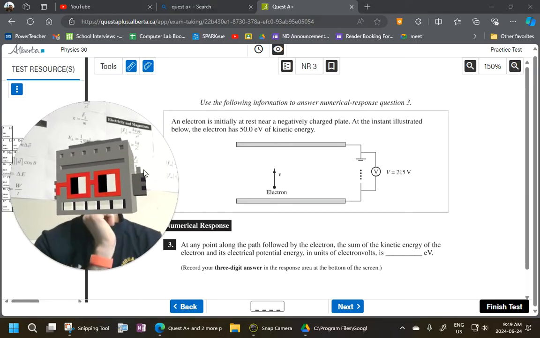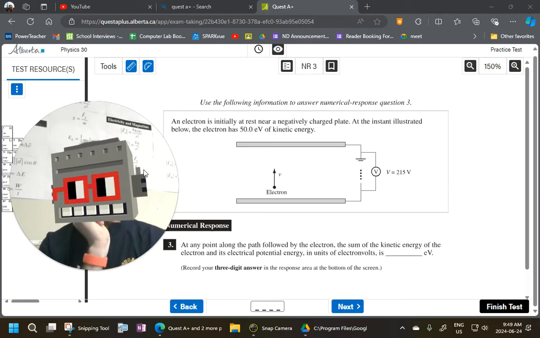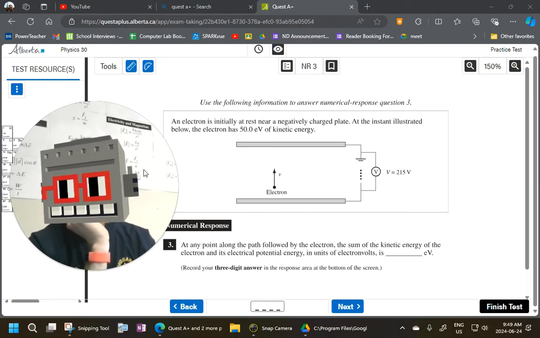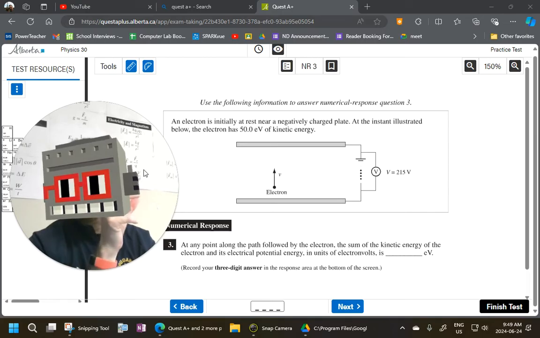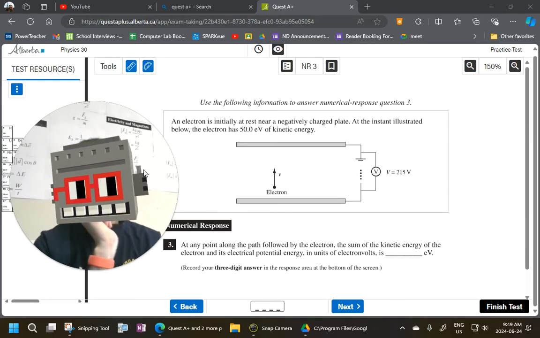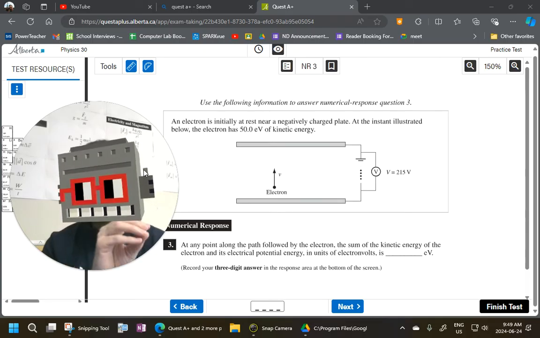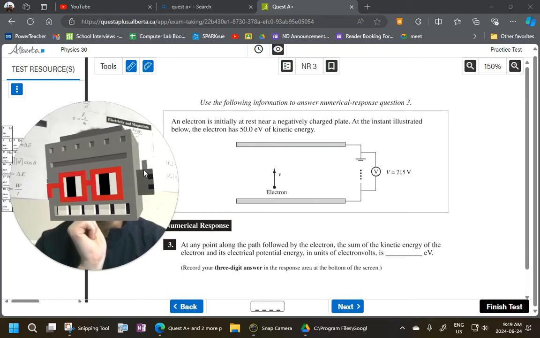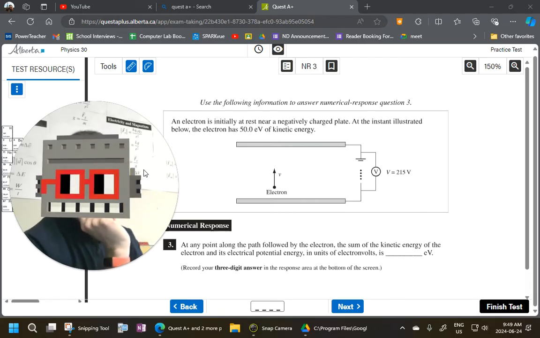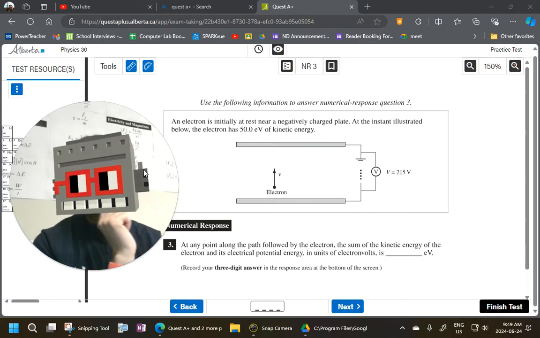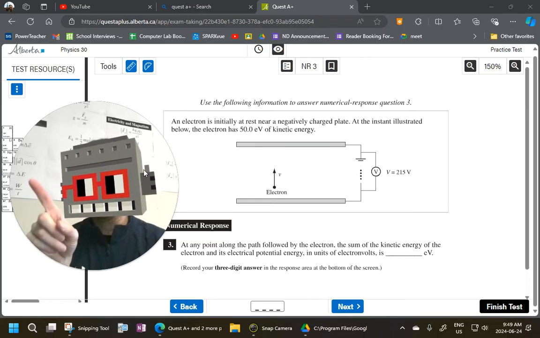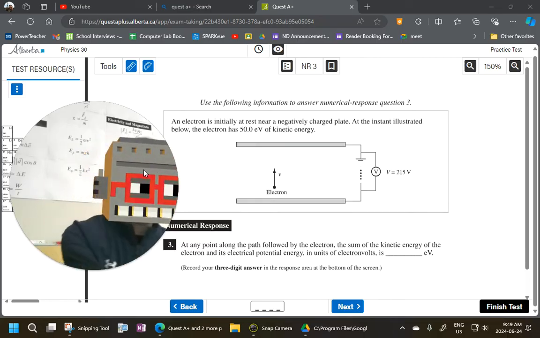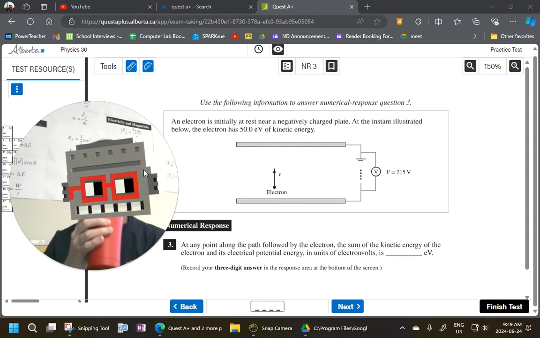An electron is initially at rest near a negatively charged plate. At the instant illustrated below, the electron has 50 electron volts of kinetic energy. At any point along the path, the sum of the kinetic energy and the potential energy will be what? And they wanted electron volts. So what would the sum be? We know it has this much kinetic energy at this point, right? We don't know how much potential it has at that point.